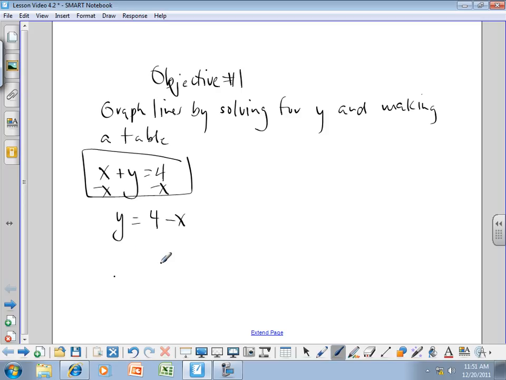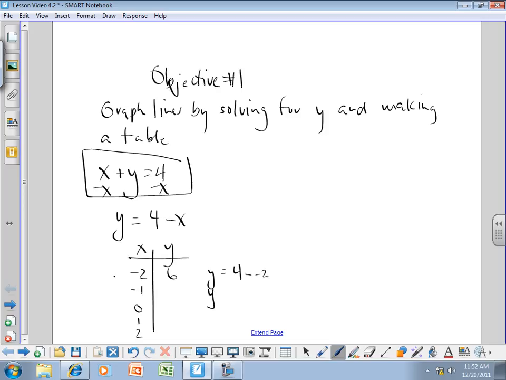Once we have it solved for y, we're going to make an xy chart, and we're just going to select whatever x values we want. I recommend right now that you start out with these 5, from negative 2 to positive 2, and we'll plug in each one of these. y equals 4 minus negative 2. Well, what is 4 minus negative 2?